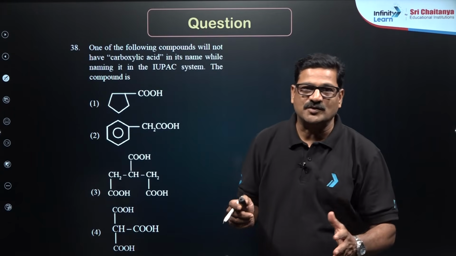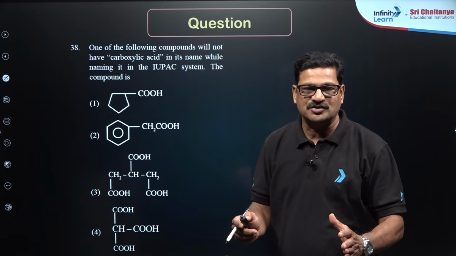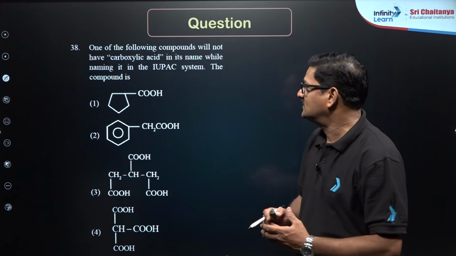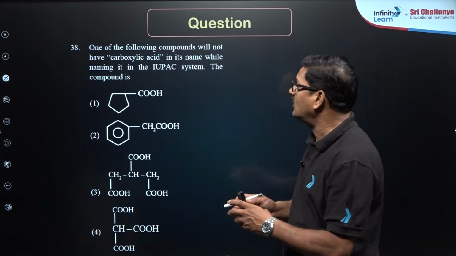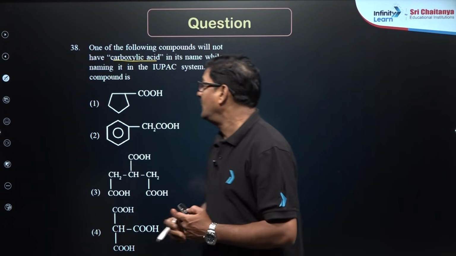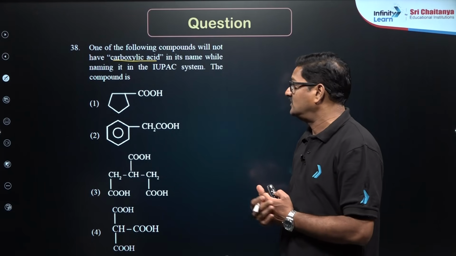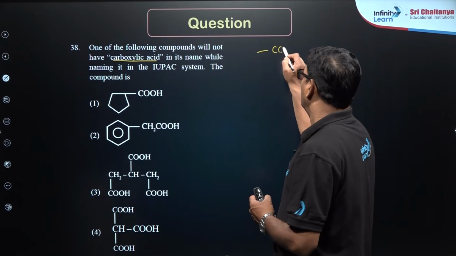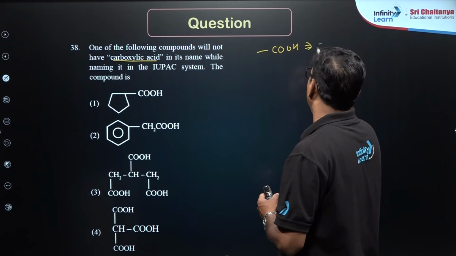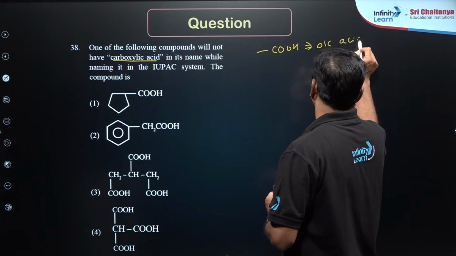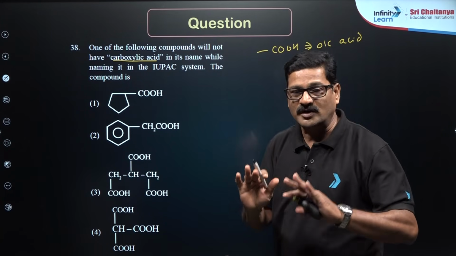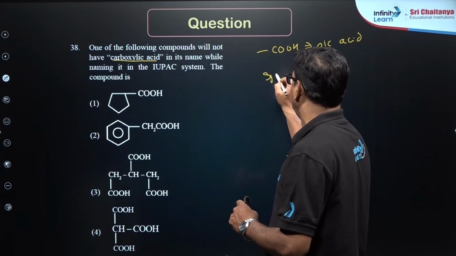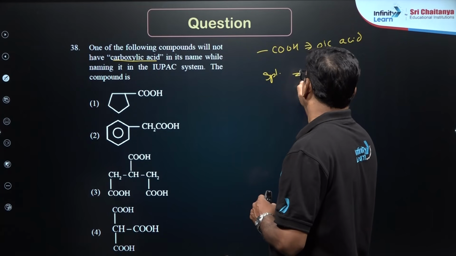It is the question based on the IUPAC nomenclature in the organic compounds. One of the following compounds will not have carboxylic acid as a suffix while naming in the IUPAC system. So actually COOH is written as oic acid as a suffix. That is normal, but you can use a special suffix, that is oic acid.